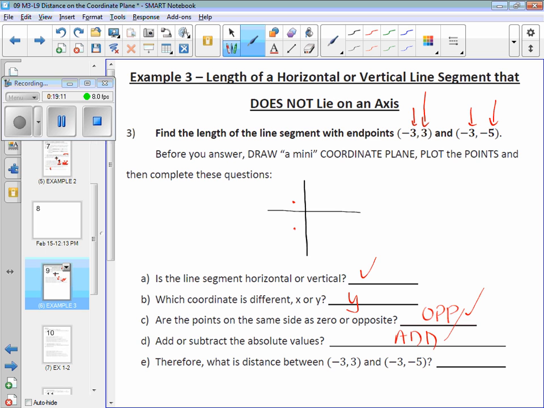5 plus 3. 8 is your answer. You always add the one that's different. This one happens to be y.